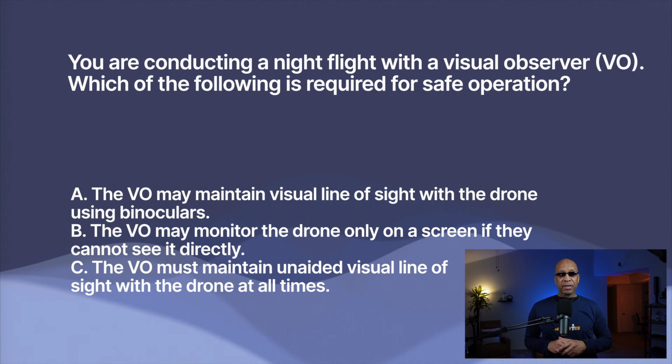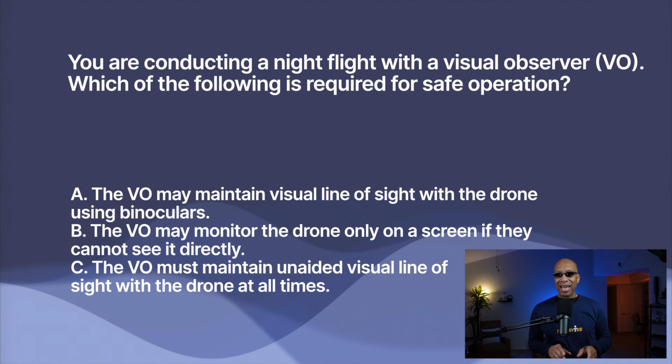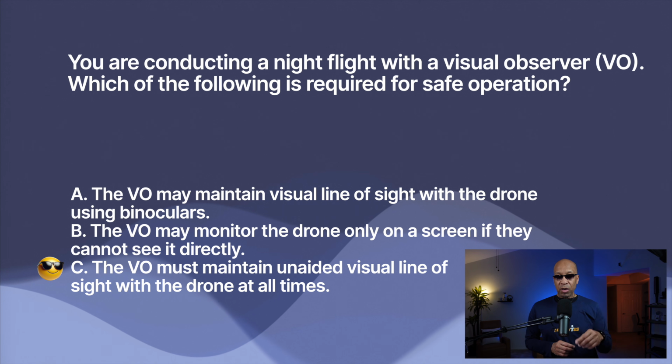Now, all of you are probably thinking that there is some difference between a visual observer during the day and a visual observer during night. But the fact of the matter is that there is no difference. When you have a visual observer, that visual line of sight, VLOS, must be maintained at all times. It does not matter. So the correct answer is C. Here's the explanation. Part 107 requires that the visual observer must maintain visual line of sight, VLOS, at all times with unaided vision, even at night. Binoculars or monitors do not meet this requirement. So the correct answer here is C.